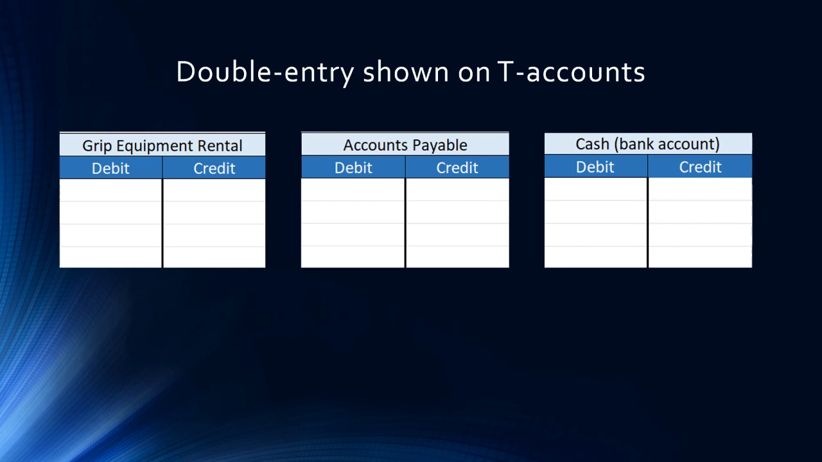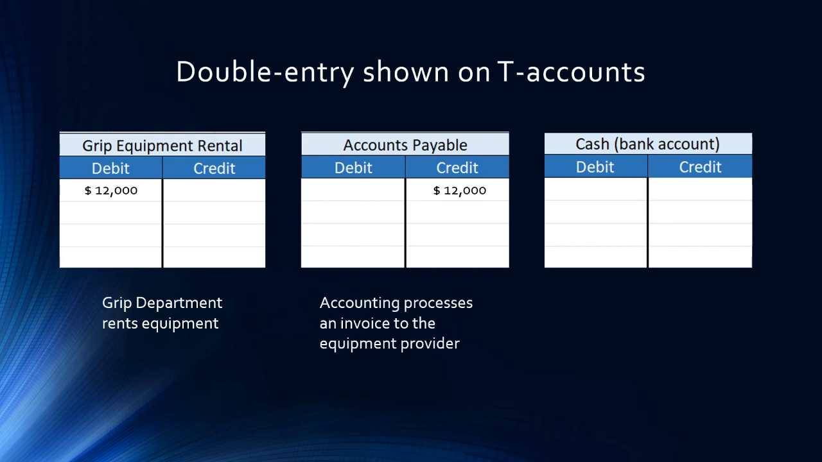Let's do this one more time. This time, the grip department rents equipment, which is a debit to the grip equipment account, and is offset by a credit to accounts payable, which is a liability account that shows invoices that need to be paid. Accounting inputs the invoice for the grip equipment into the accounting system, which is a debit to the accounts payable liability account. And a check is issued to the grip equipment provider, which is a credit to the bank account and reduces the bank balance.